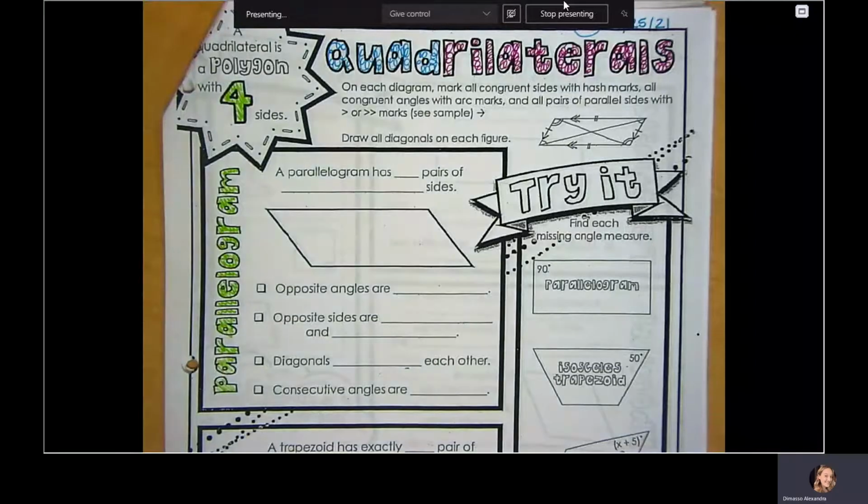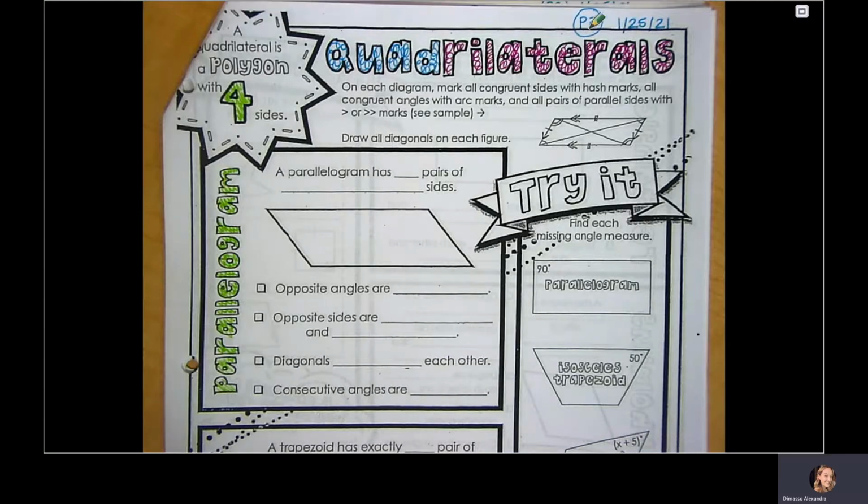For each one of our quadrilaterals here, as we go through and write down the properties, we're going to mark in the picture everything that is exactly the same. So we're going to mark all of our congruent pieces. We'll mark our sides with tick marks, we'll mark our angles with arc marks, and we will also draw parallel sides using arrows.